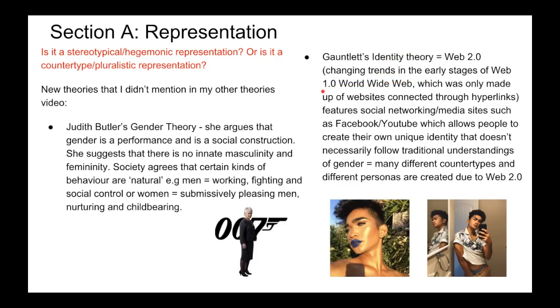Gauntlett's identity theory talks about Web 2.0, the changing trends from the early stages of Web 1.0, the basic World Wide Web, such as websites linked through hyperlinks. Web 2.0 is more social networking and media sites such as Facebook and YouTube. Gauntlett says there are more unique and different identities, and it shows that it's not necessary to follow traditional understandings of gender anymore due to having access to Web 2.0. There are many different countertypes and personas created due to Web 2.0.